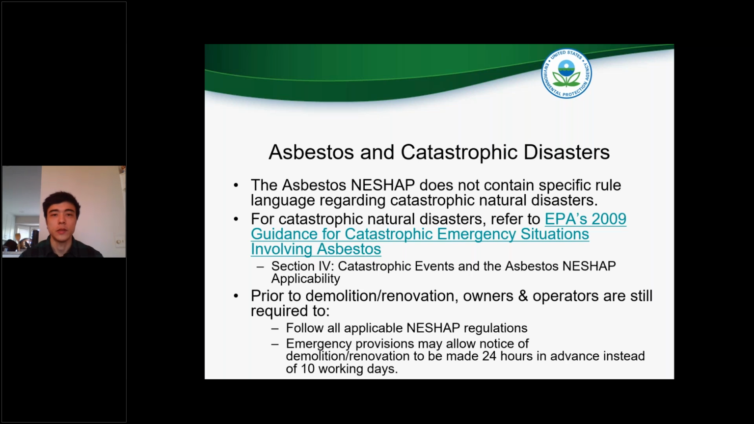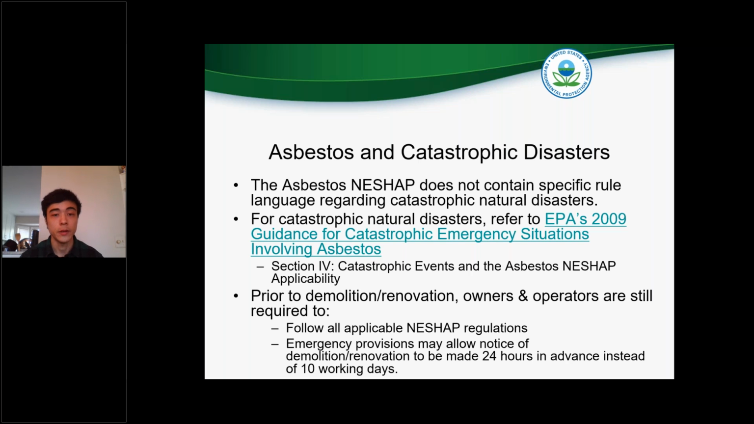So finally, that brings us to asbestos and catastrophic disasters. Like the stationary engines, the asbestos NESHAP also does not contain specific rule language regarding catastrophic disasters. EPA has put out a 2009 guidance for how to handle asbestos during these catastrophic emergency situations. However, it really just talks about the NESHAP requirements that we went over in these previous slides. So again, to reiterate, prior to demolition or renovation, owners and operators are still required under catastrophic disaster situations to follow all applicable NESHAP regulations.